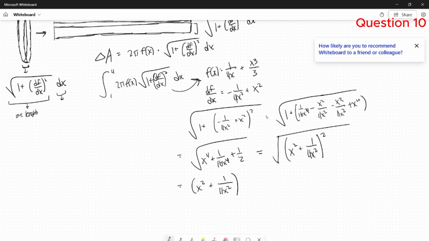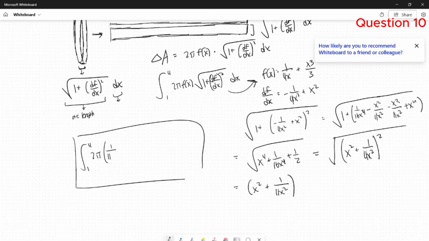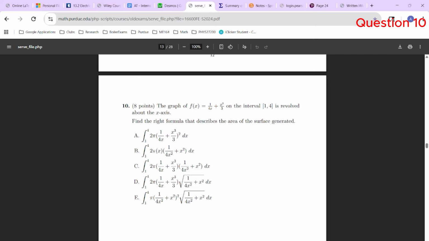And we already know what f of x is, which means we can assemble this integral. Our final integral would be the integral from 1 to 4 of 2 pi times (1 over 4x plus x cubed over 3) times (x squared plus 1 over 4x squared) dx. Now, which of these answer choices looks like this? We see that the answer choice corresponding to our result is C. So the answer to this problem is C.